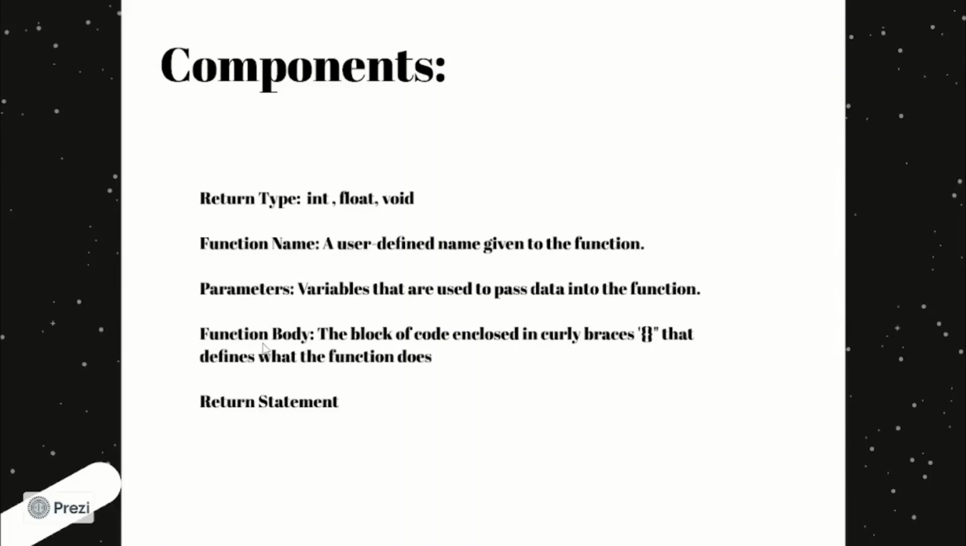Let us see the function's body. The block of code enclosed in curly braces defines the function's body. Inside those curly braces, the processes take place, and then we see the return statement. Here we want to return the output, right? So the return statement is used.